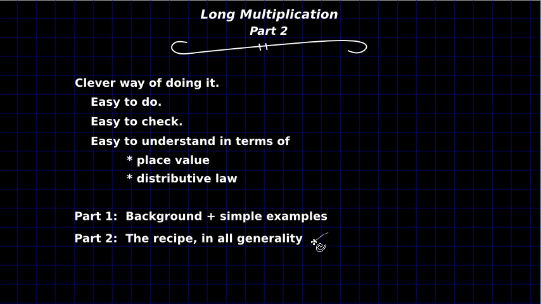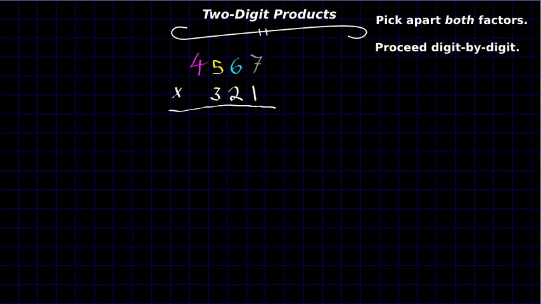In this video, we're going to talk about the recipe in all generality so that you can multiply anything by anything. Let's multiply a couple of slightly bigger numbers. This will let us see almost all the features of the long multiplication algorithm. As always, we follow the strategy we discussed in the previous video. We pick apart both factors and proceed digit by digit.